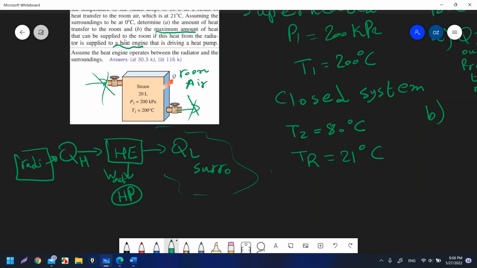Heat pump, from its name, it is pumping heat to the sink. For this case, it is the room air. So it is providing us with Q to the room. Let's say it is Q. This will be Q for the heat pump. He wants the maximum amount. The maximum amount that a heat pump can deliver is when it is a reversible heat pump.